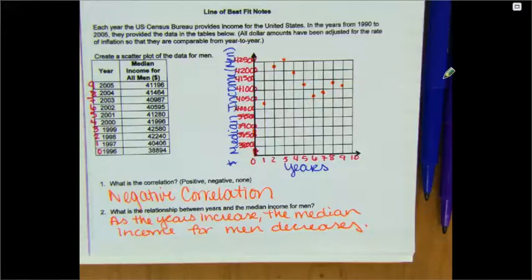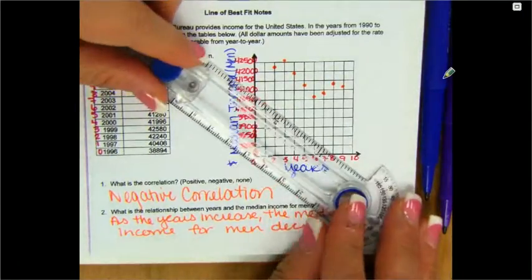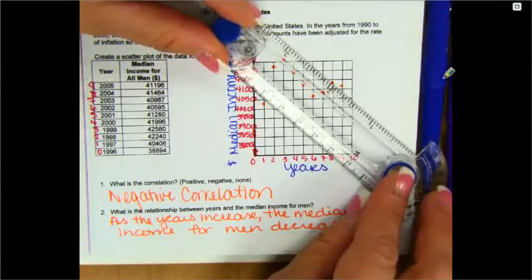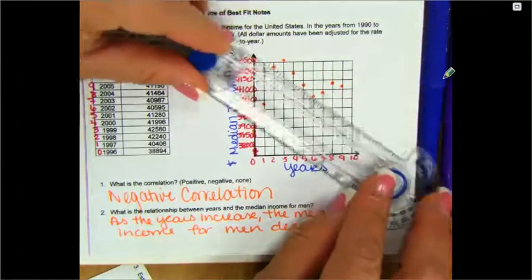Now, number 3, it says estimate and draw a line of best fit for the data set. Identify the 2 points on the line of best fit. So, the way it works is this. You try to get your line of best fit to be roughly in the middle of your data. You don't want to put your line way over here, that doesn't make sense, or way up here at the top. You want it roughly in the middle somewhere.